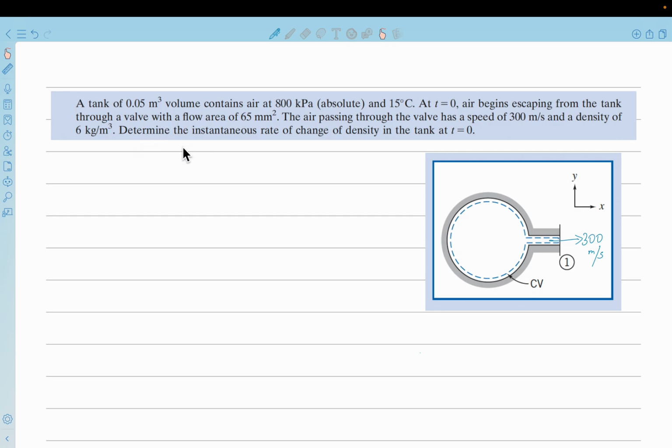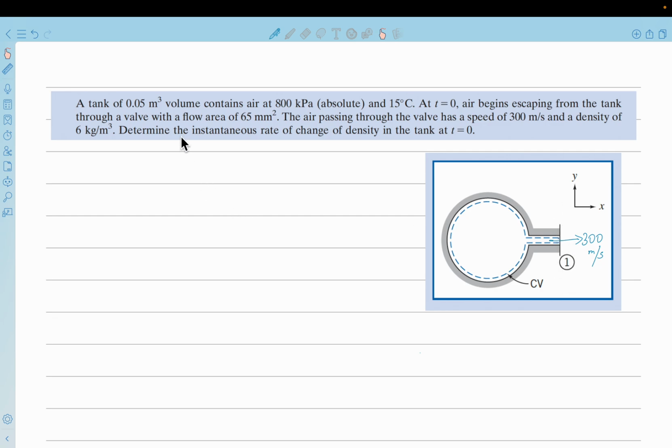So what we need to find is the instantaneous rate of change of density. Now, just by the question, you can understand that what they have given, first of all, they have given you the density at what location? At this location 1, at the valve.